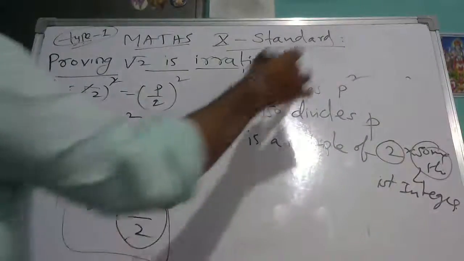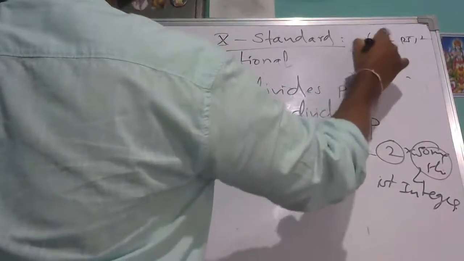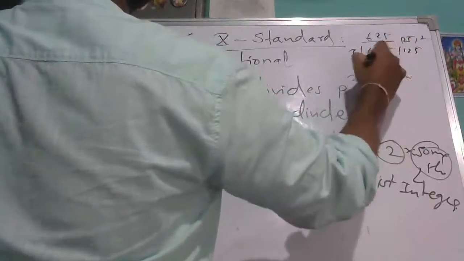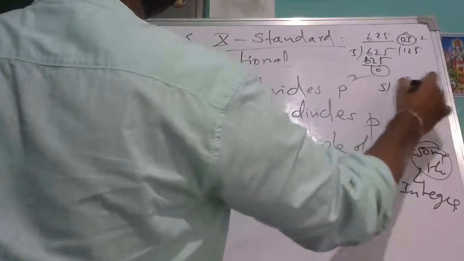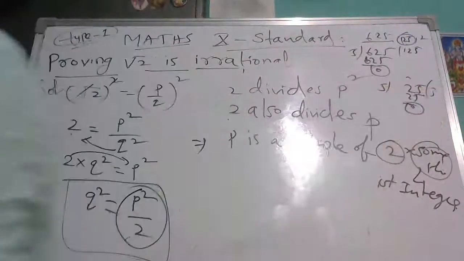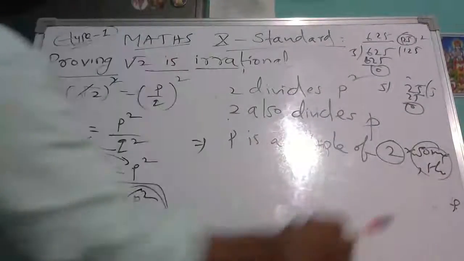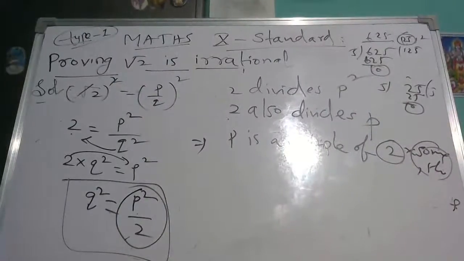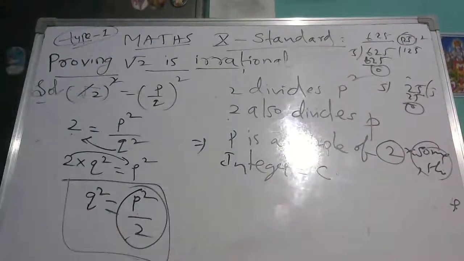That is the example I have already shown. 625 is 25 square. 625 is divided by 5, and it has to divide 25 also: 5 fives 25, remainder 0. It is dividing 25 square and it is also dividing 25. So 2 also divides p. So p is a multiple of 2, that means 2 into some integer. I am assuming that integer is equal to c. Clear?